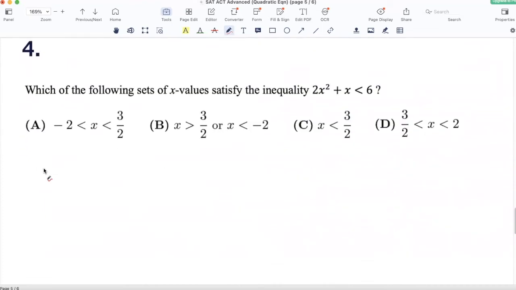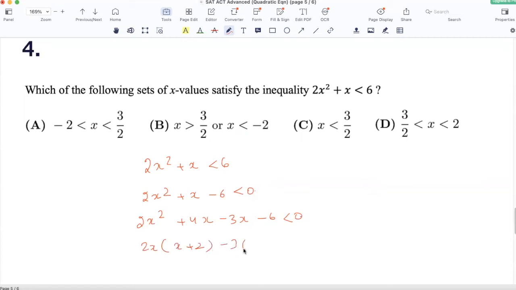Which of the following sets of x values satisfy this inequality? Okay, so 2x squared plus x is less than 6. So 2x squared plus x minus 6 is less than 0. We split the middle term. 2x squared plus 4x minus 3x minus 6 is less than 0. 2x times x plus 2 minus 3 times x plus 2 is less than 0. So 2x minus 3 times x plus 2 is less than 0.